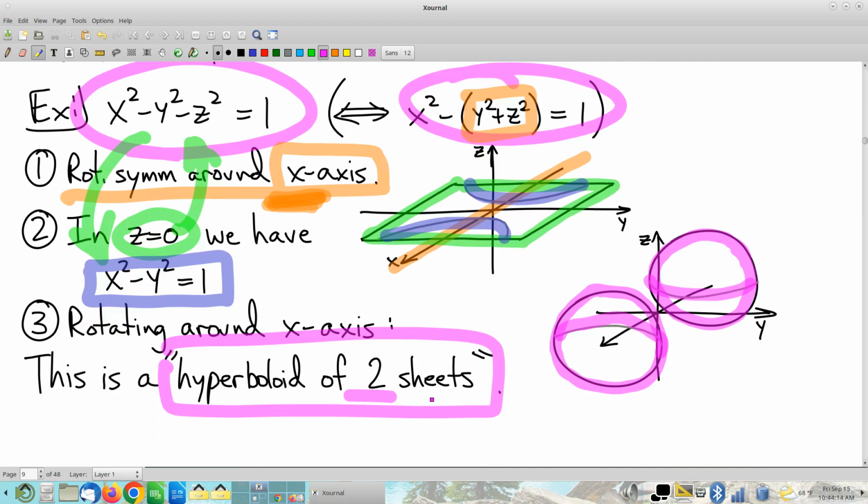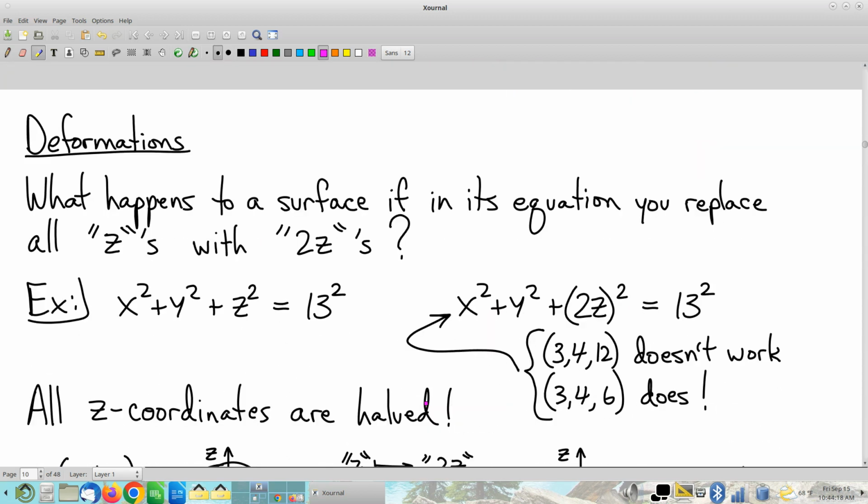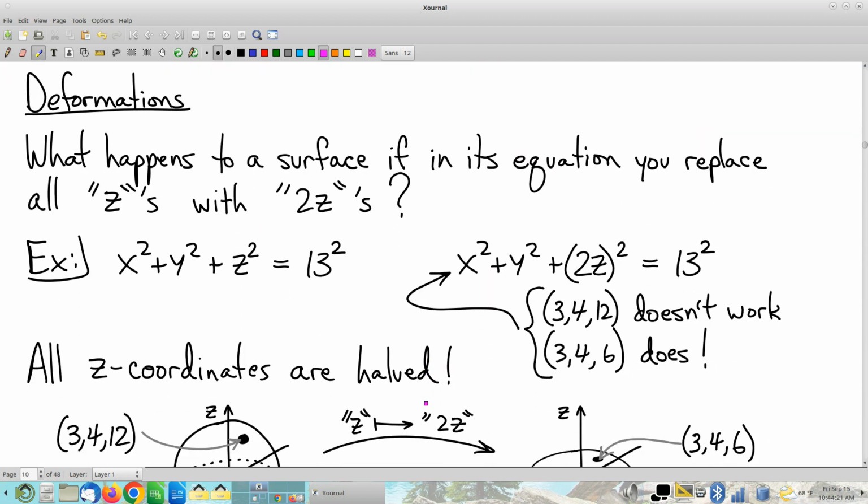Everybody good? All right. Okay, so that's a tool for your toolbox. Look for opportunities to use rotational symmetry arguments. Really, really handy.